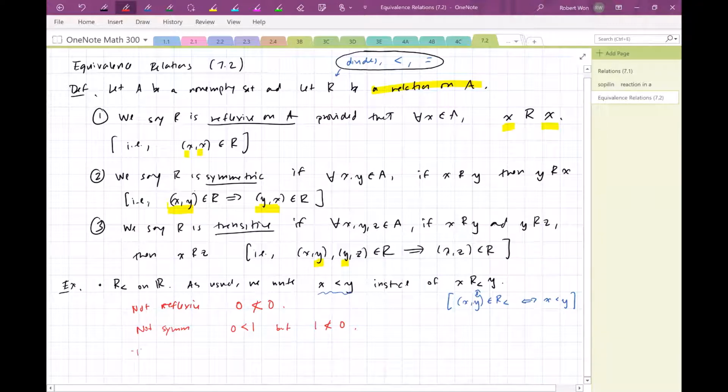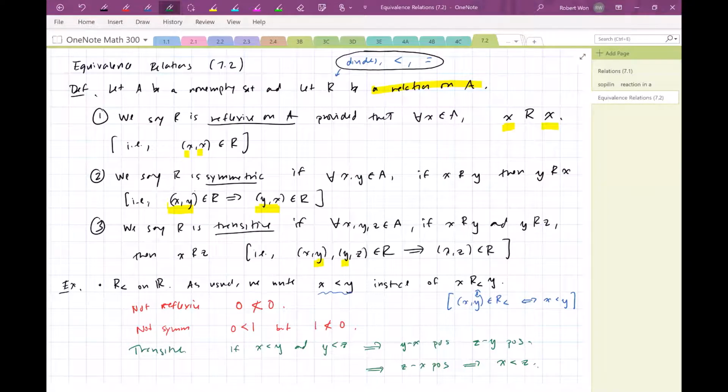However, it is transitive. Let's maybe write that in green. Because if x is less than y and y is less than z, we can actually prove this. This means that y minus x is positive and z minus y is positive. And so by positive closure, their sum is positive. So z minus x is positive, which means that x is less than z. So less than is a relation that is not reflexive, not symmetric, but is transitive.